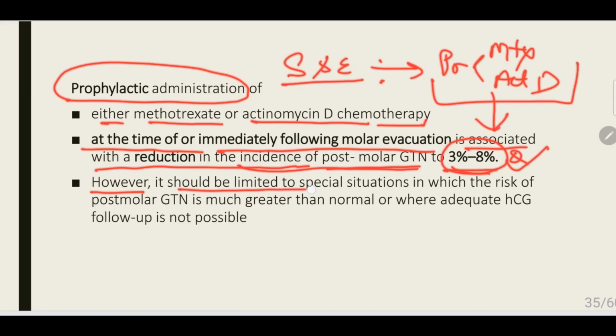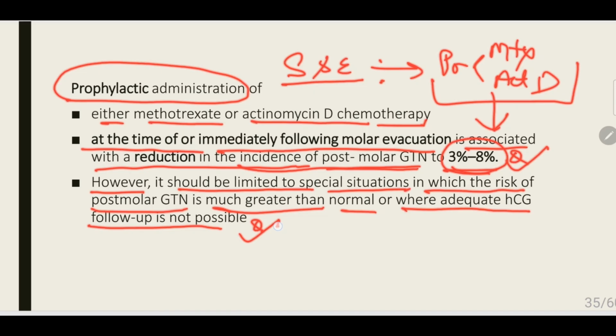However, it should be limited to special situations in which the risk of post-molar GTN is much greater than normal, or where adequate hCG follow-up is not possible. So give prophylactic chemotherapy, that is methotrexate or actinomycin D, when there is a higher risk of post-molar GTN or when the patient is refusing follow-up. In those special cases, you can give prophylactic administration. Don't give it in all situations.